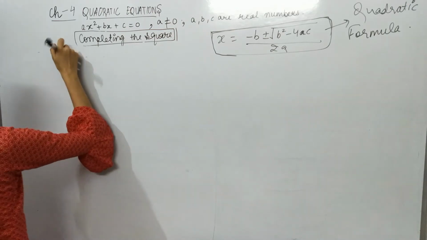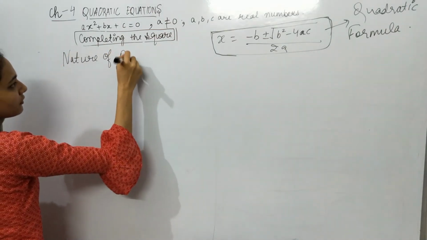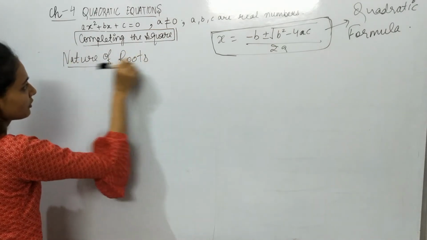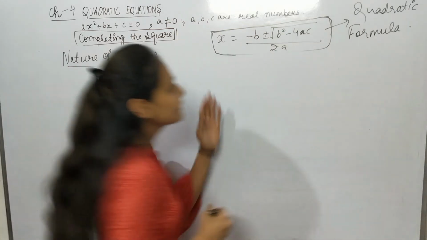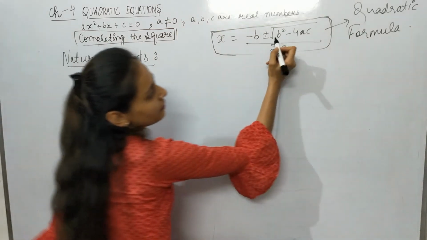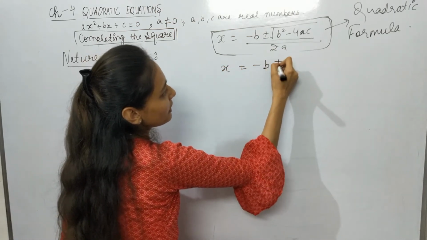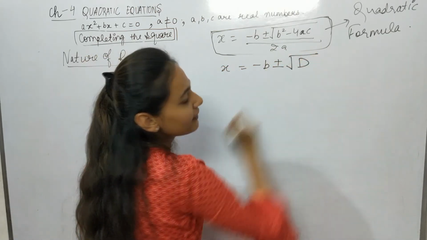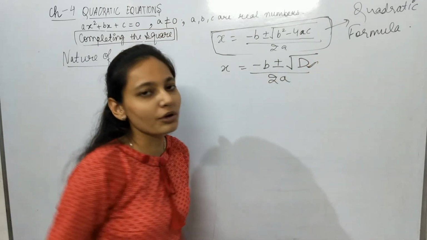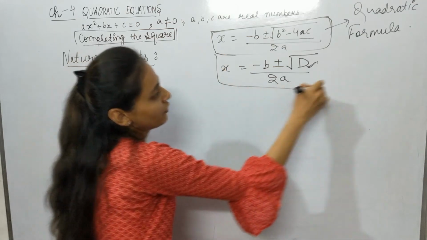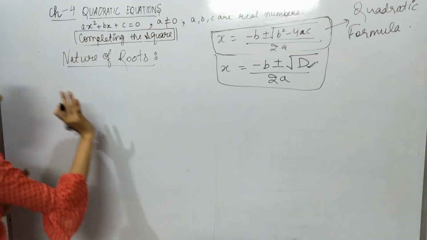You will see the nature of roots. Nature of roots. In this quadratic formula, x is equal to minus b plus minus under root, this term we call D, the discriminant, upon 2a. This D is going to tell you the nature of roots. Generally what happens, there will be 3 cases generally for a quadratic equation.